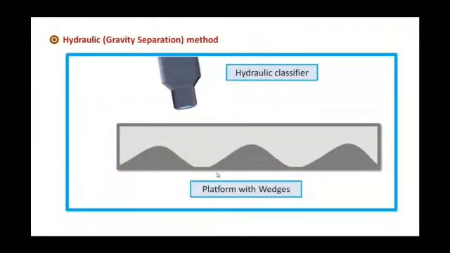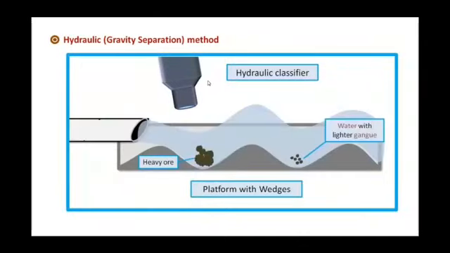In the hydraulic classifier method, ores are separated using a platform with wedges placed slantingly. Ores are placed on the platform and water is allowed to flow through it. So, the lighter particles or lighter gangue will be washed away by the water and the heavier particles or ore will settle down. This method of separation is called hydraulic method or gravity separation.